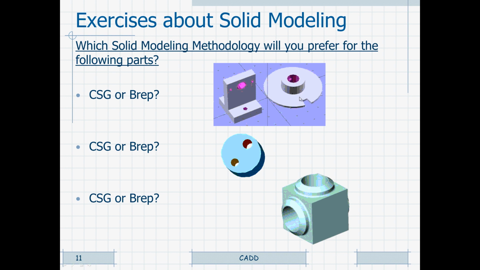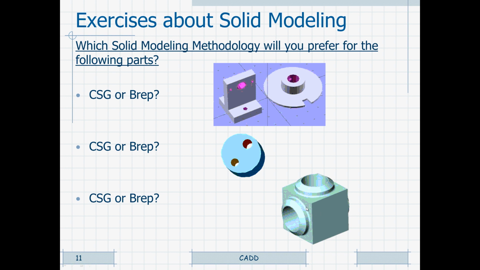and then revolve it around the center of the part, and then you can perform an extrude to cut this other portion. This one could be done with constructed solid geometry. You can create a solid cylinder and then subtract two cylinders. And this also could be done with either constructed solid geometry or boundary representation.